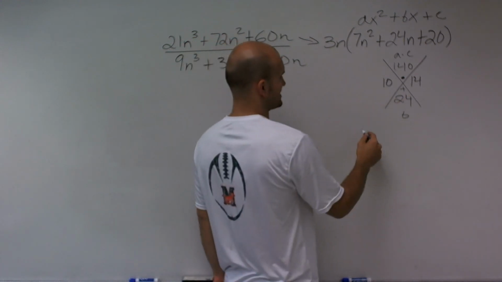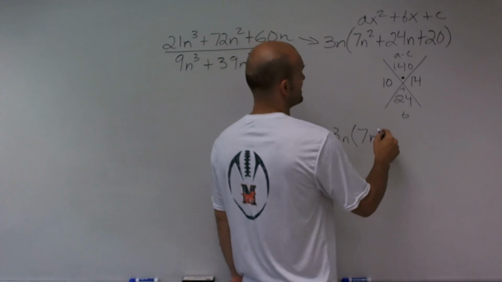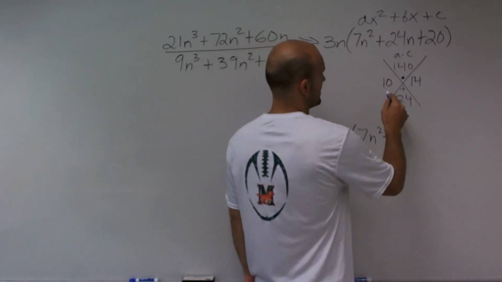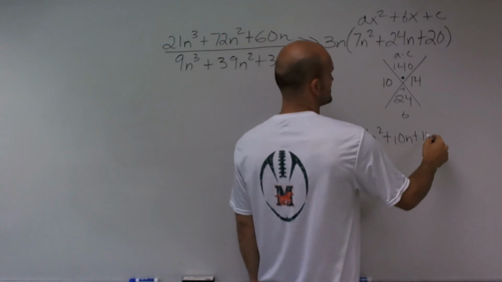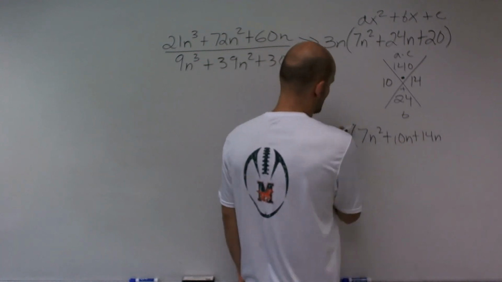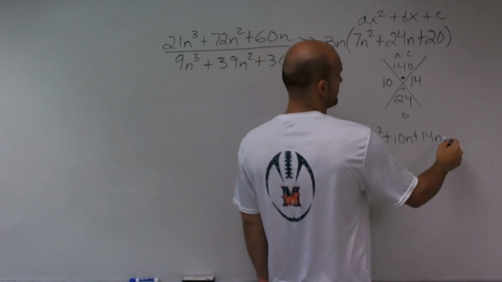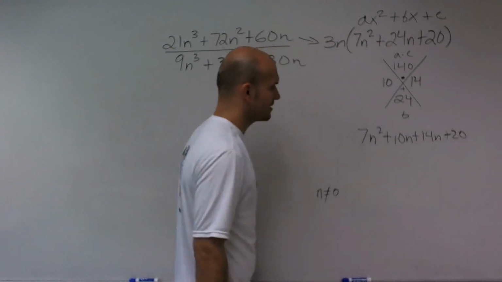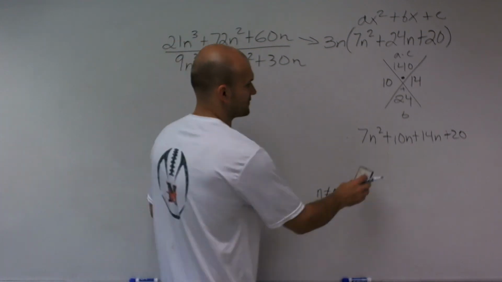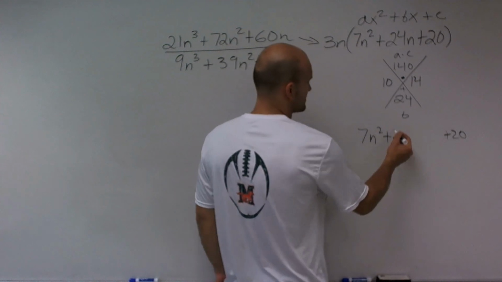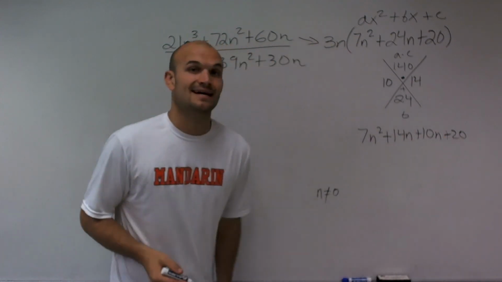Then what I could do is rewrite this as 7n squared plus, instead of writing 24n, I could write 10n plus 14n. Actually, let's not write that in there. Let's just work on this factor right here. Plus 20. That's going to be a little more difficult, so I'll write it as 14n plus 10n. And you'll see why I did that in a second.